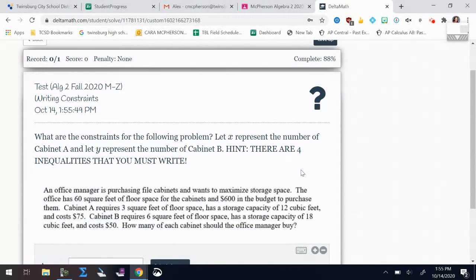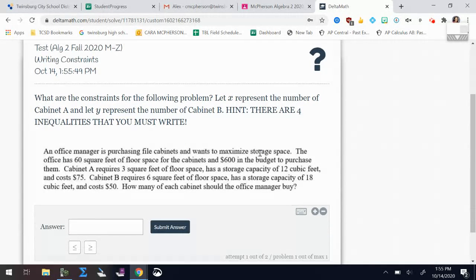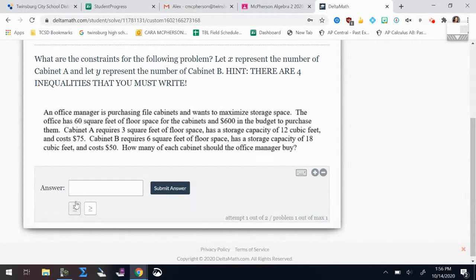So here's the same question, but now we're actually going to write the constraints. The constraints are going to be what you are limited by. You're going to have 4 constraints. It actually tells you there are 4 inequalities you're going to write. We're going to use X for cabinet A, and Y for cabinet B. Your first 2 inequalities are going to be really simple. When you're dealing with something in real life, like a storage cabinet, or if you're dealing with money and you're making something, you can't have negative.